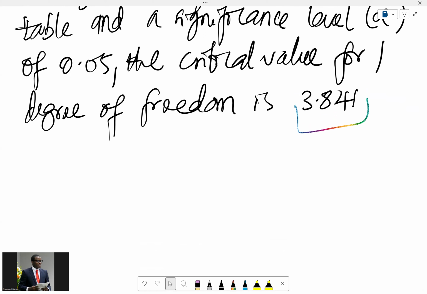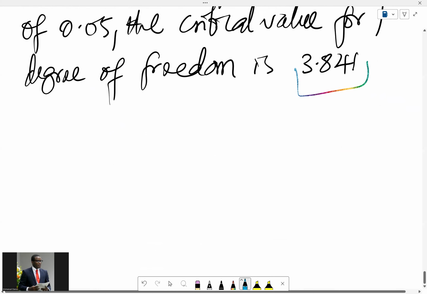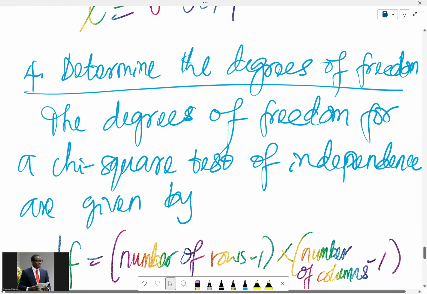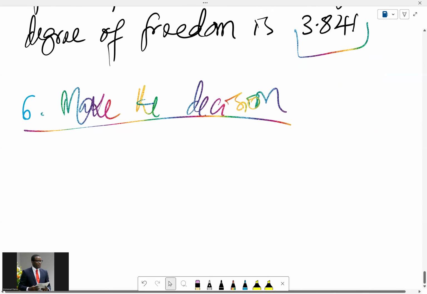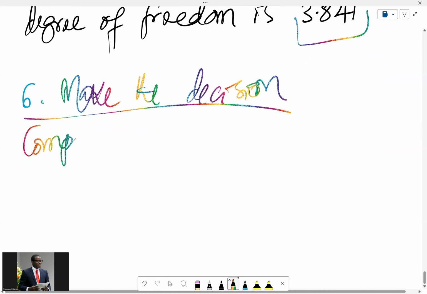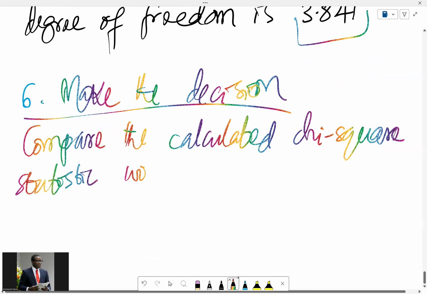Now let's go for the decision. That's step 6. Step 6, make the decision. So what's the decision rule actually? So we compare the calculated chi-square statistic as the test statistic with the critical value.